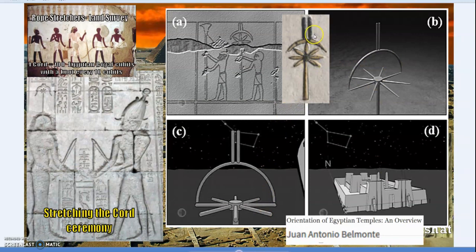So, as Juan Belmonte, he's done some great work in regards to Seshat astronomy, that this was a survey tool. We just see now like a decorative aspect of it. But with this very simple survey tool, we were able to take sightings and, for one thing, to find true north. So there we see the Big Dipper.